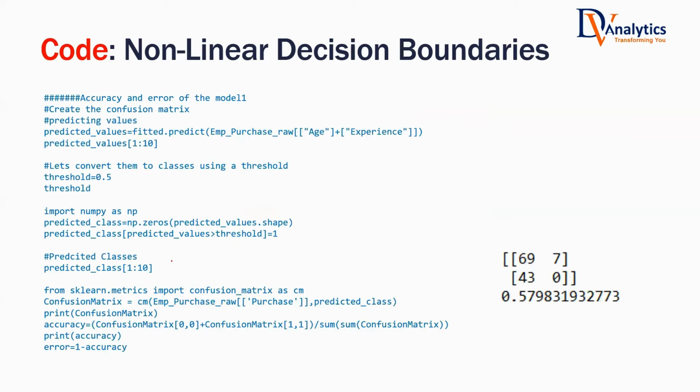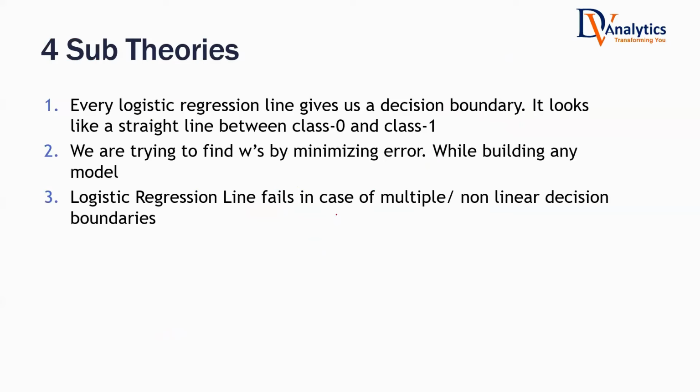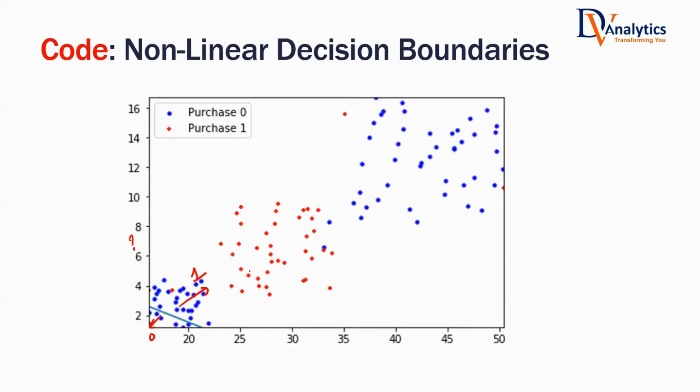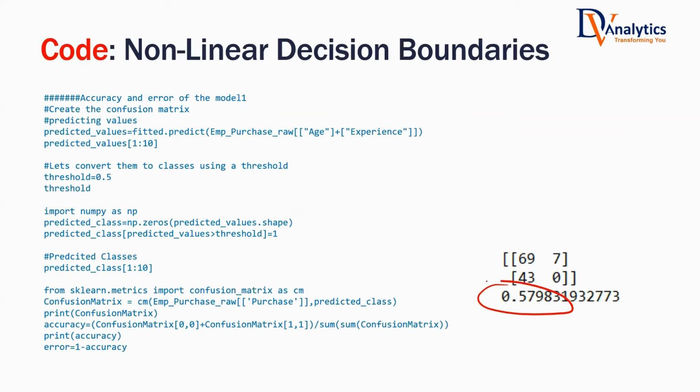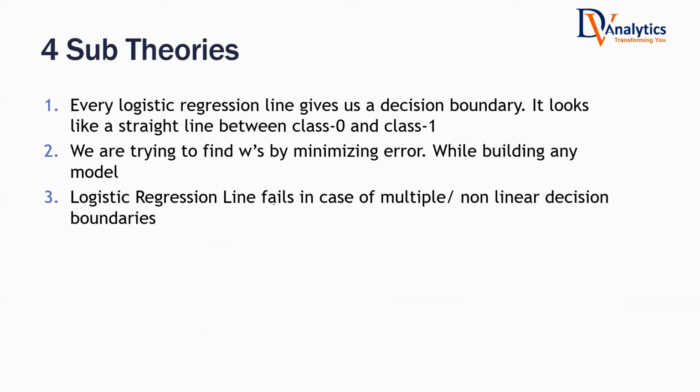So that's my third point. Logistic regression fails in case of either multiple decision boundaries or non-linear decision boundaries. Logistic regression is not the only classification algorithm that is used in this world. There are some places where logistic regression fails utterly, and this is one example. When I say fail, the accuracy of the model is quite low. It is just slightly better than a random guess. If you guess randomly, what will be your accuracy? It will be 0.5, which is like 50%. We are getting slightly better accuracy than 50%, which is far, far worse.